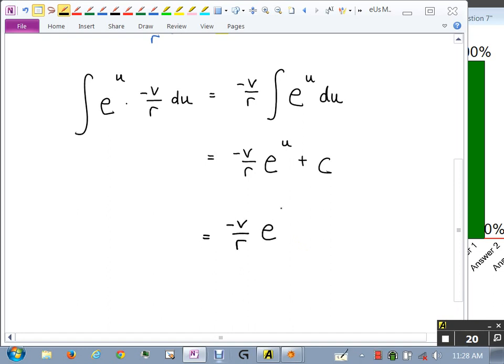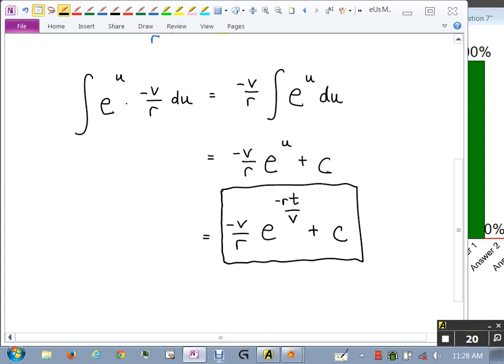Okay, so I'm replacing u now with what u was, which was negative rt over capital V. My V looks like an R. Plus my constant, that's it. Okay. Yay or nay on that, please?